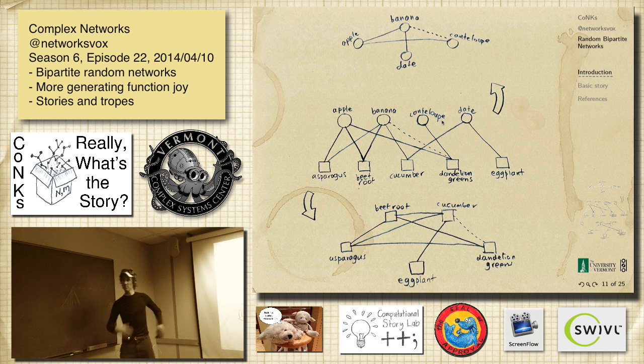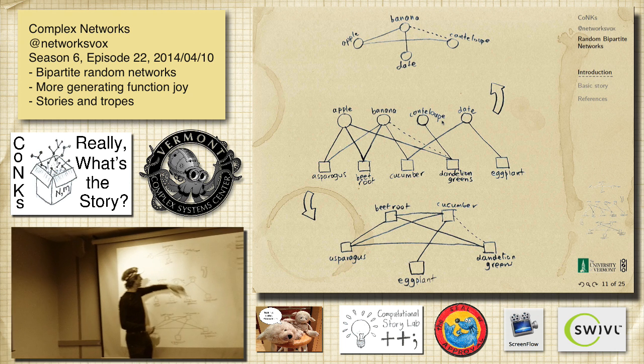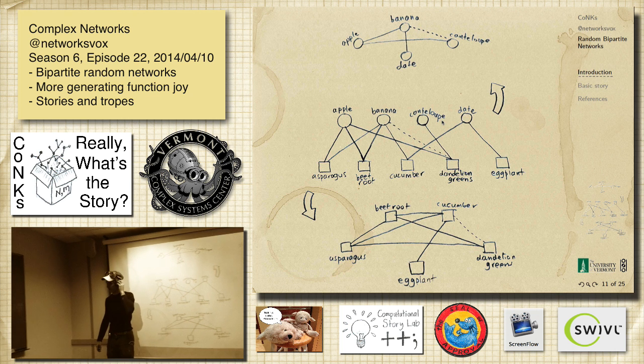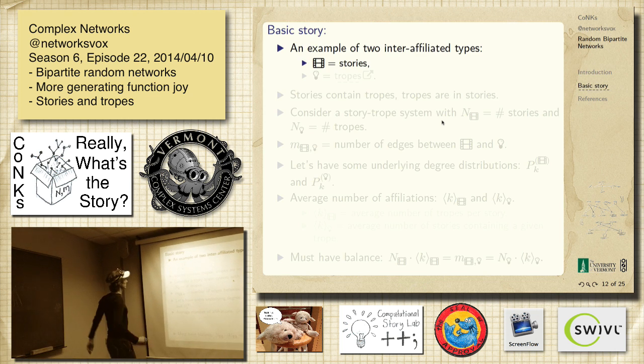So in a real network, in a real bipartite affiliation thing, it may be that your movies aren't well connected for some reason, but your actors are, or the other way around. That's possible. Okay. All right.